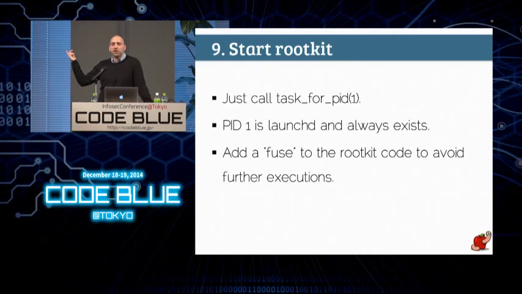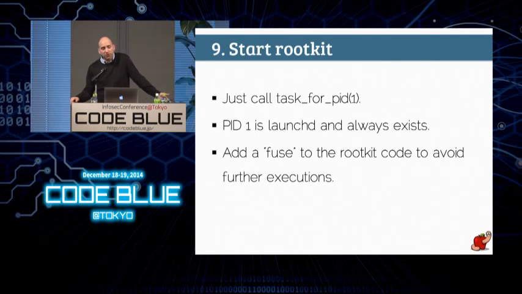You need a PID to start this function. You can use the PID 1, which is for launchd. If you come from Linux, it's the same process as init. So it's guaranteed to exist always in the system, so use it. And then you should put a fuse in your rootkit code, which says when you start executing the first time, stop executing any further. Because if some other function calls task for PID, the rootkit will be started again. So you don't want that to happen, most probably. So add a fuse to avoid any race condition on your rootkit.